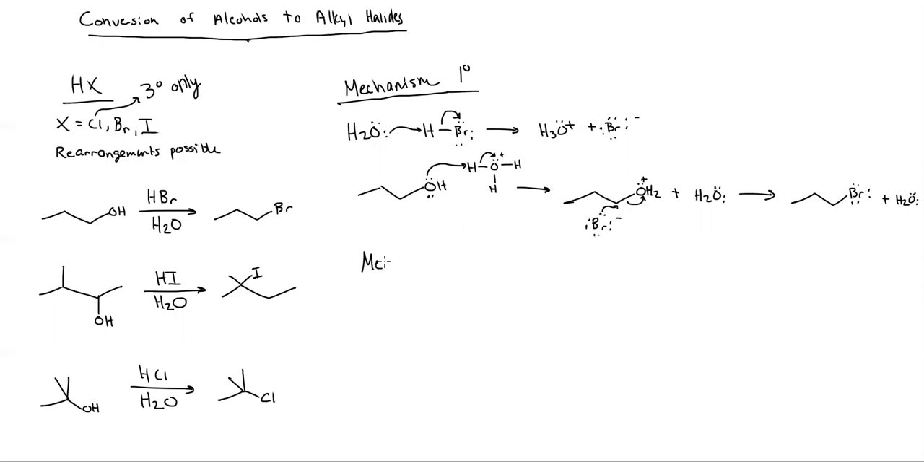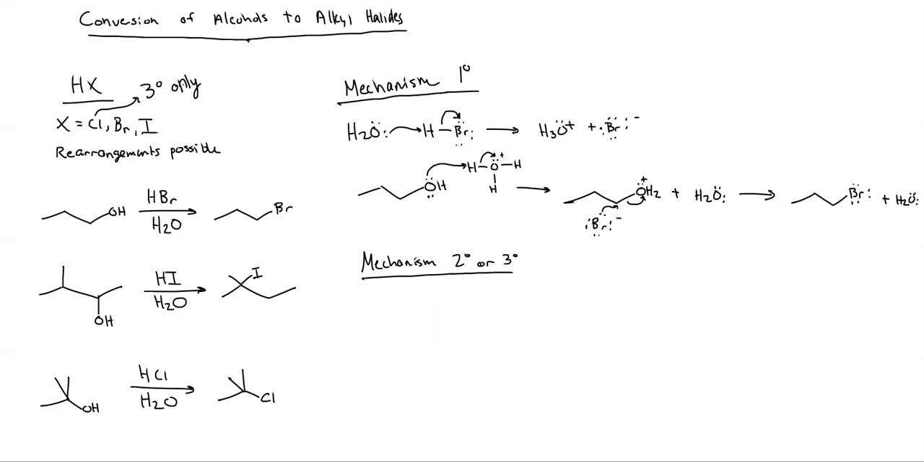So the mechanism for 2 degree or 3 degree is slightly different. Okay, so I'll do the mechanism for this one with HI since there's a shift in it. Okay, so for 1 degree, it went through an SN2 mechanism. For 2 degree and 3 degree, it goes through an SN1 type mechanism. Okay, so it goes through an SN1 type mechanism.